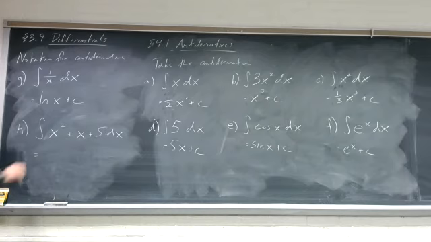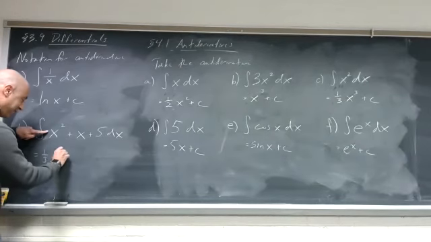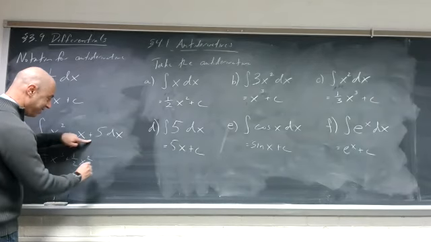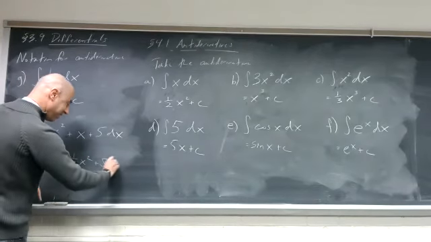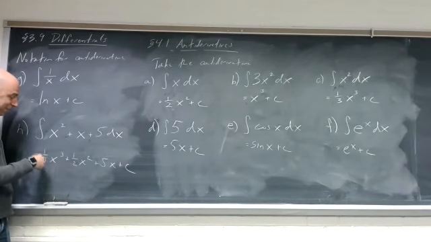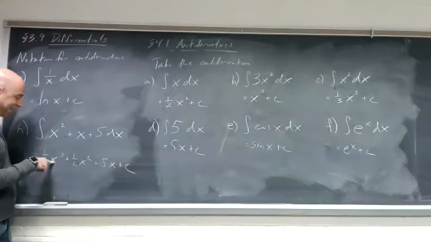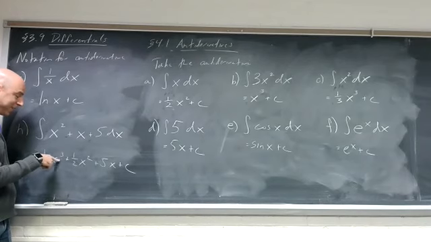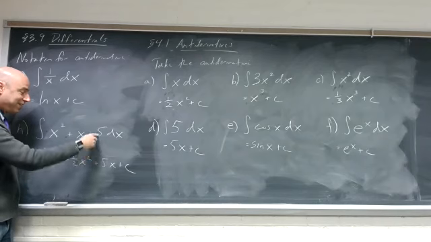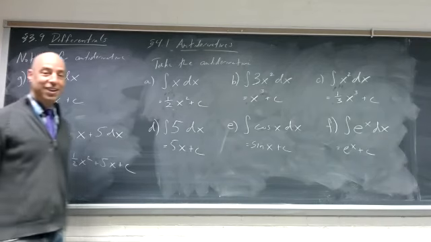1/3 x cubed plus 1/2 x squared plus c plus 5x plus c. Yeah, and if you're just guessing, you can always double check to make sure it's right. Take the derivative of 1/3 x cubed, the 3 comes down, multiplies the third, they cancel. You have x to the 3 minus 1, to the 2. So the derivative of 1/3 x cubed is x squared. Derivative of 1/2 x squared is x. Derivative of 5x is 5. Derivative of c goes away.